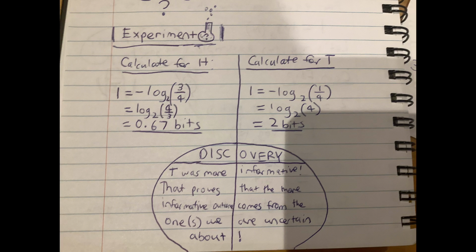So here's what we discovered. The tails was more informative. But why? It was less probable. It was 25% versus the heads 75%. It proves that more informative outcomes come from the ones we are more uncertain about. In other words, the more uncertain we are, the more information we get if that outcome proves to be true. So this is a concept in both information theory and Bayesian probability, which I'll discuss in another series.